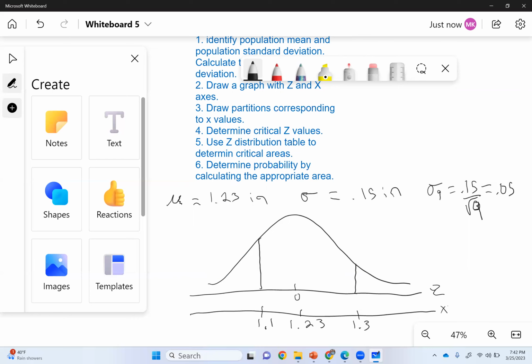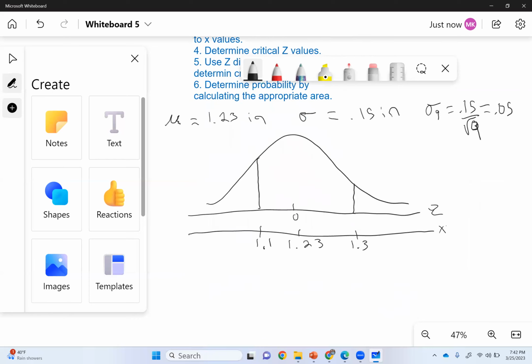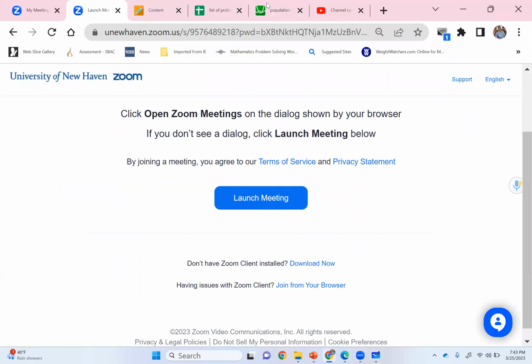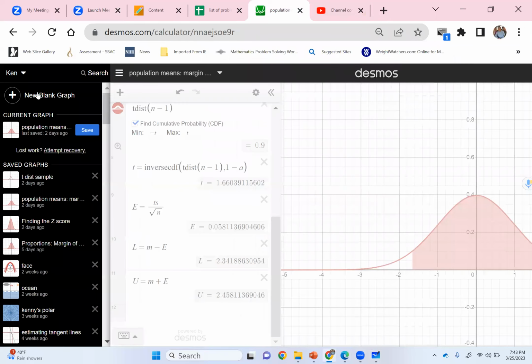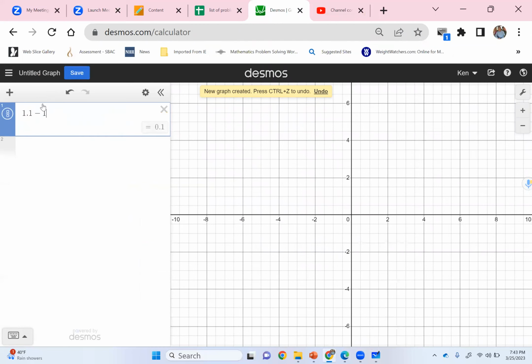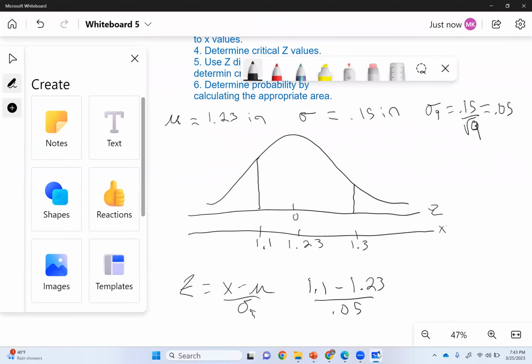We're going to have to use the formula that Z is equal to X minus the mean divided by the standard deviation. This would be the standard deviation of 9. So for 1.1 it is going to be 1.1 minus 1.23 divided by 0.05. So 1.1 minus 1.23 is negative 0.13. So we have negative 0.13 divided by 0.05 is equal to negative 2.6. So that Z value is negative 2.6.